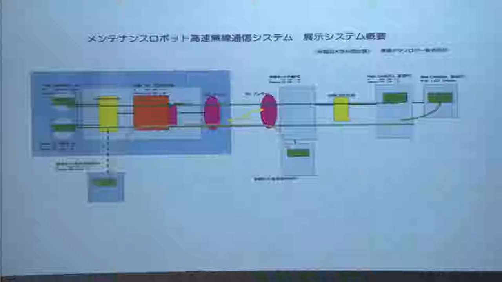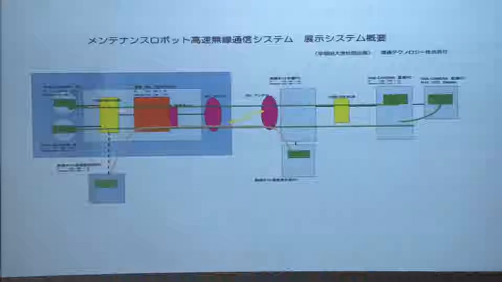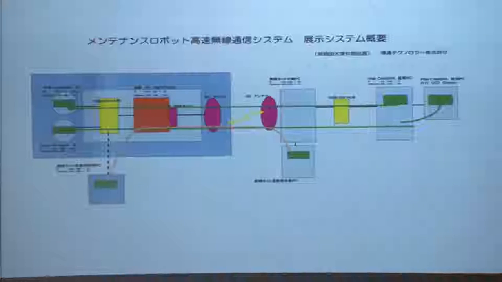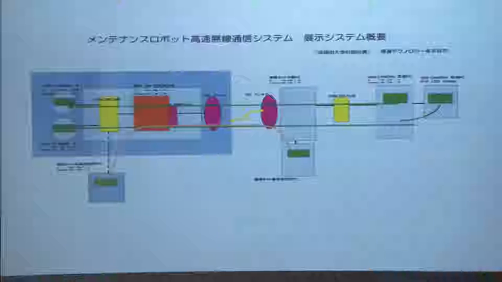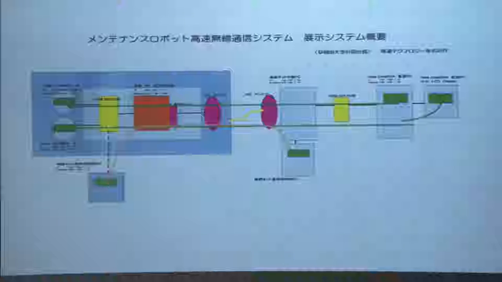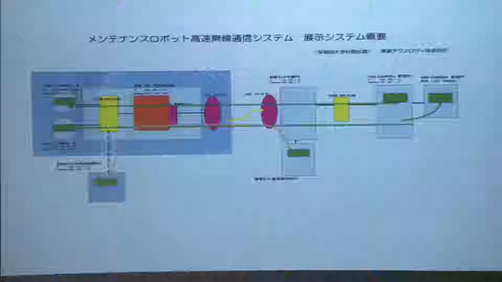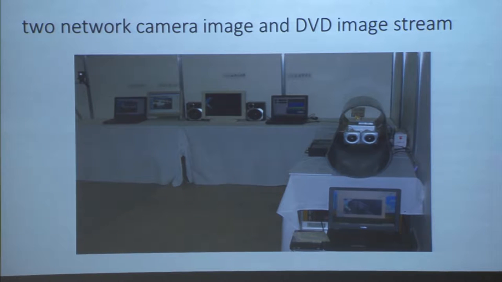Okay. This shows the detail, but this is in Japanese, okay. And this is the two cameras transferring to the robot. And this is a base station, okay. This is an antenna transferring two cameras' data to this robot and some base station equipment. And this is the DVD video transmitted to this system and here, okay.